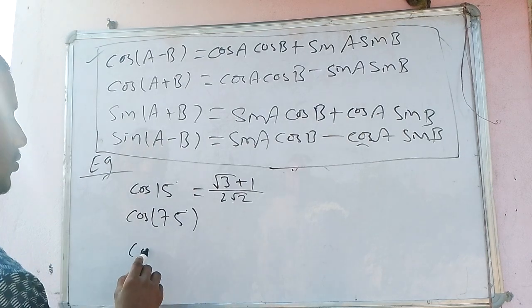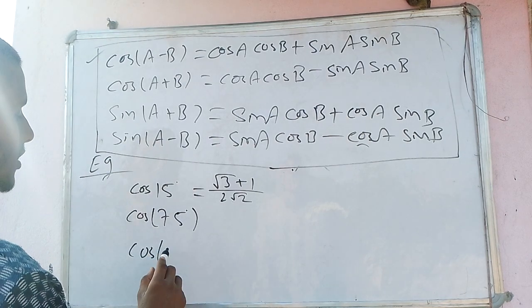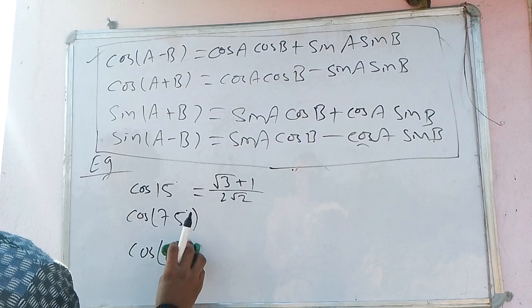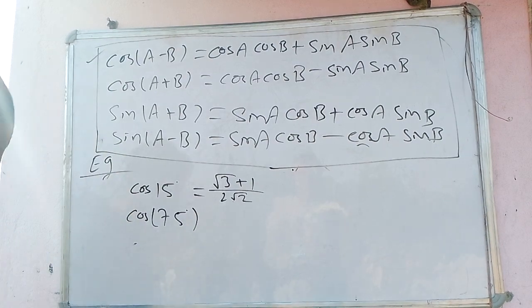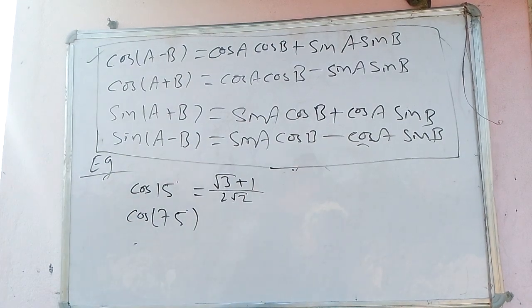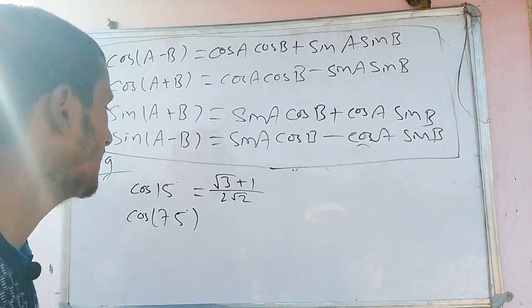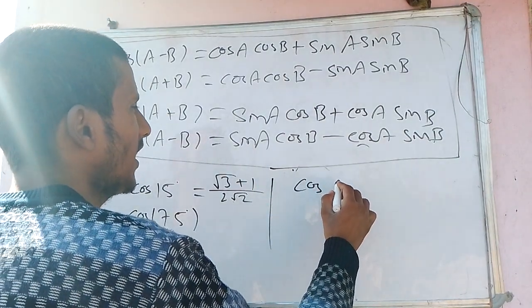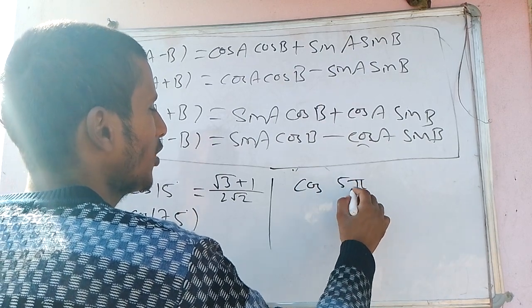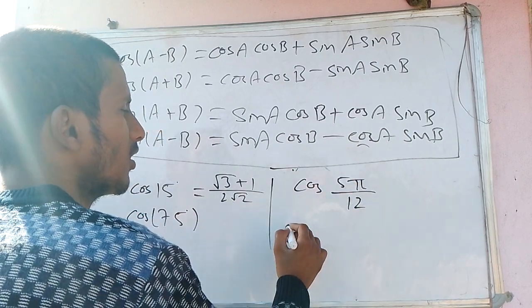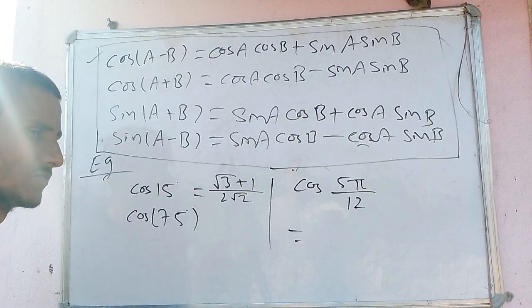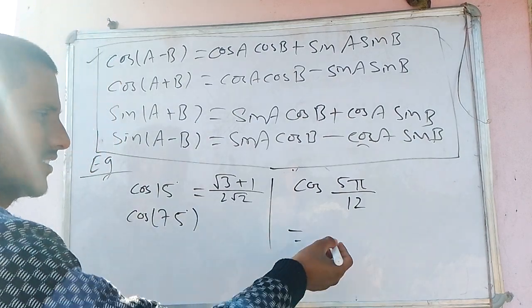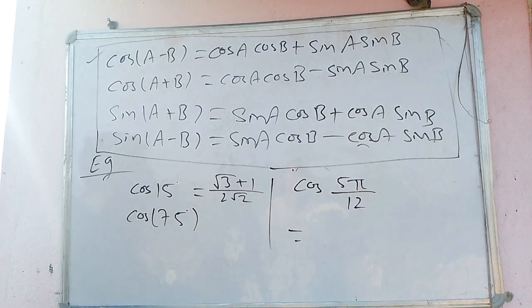Okay, so this many examples are enough now. So the next example is, find this out: cosine 5 pi over 12. Okay, so which angle is that in terms of degrees? What is that going to be?